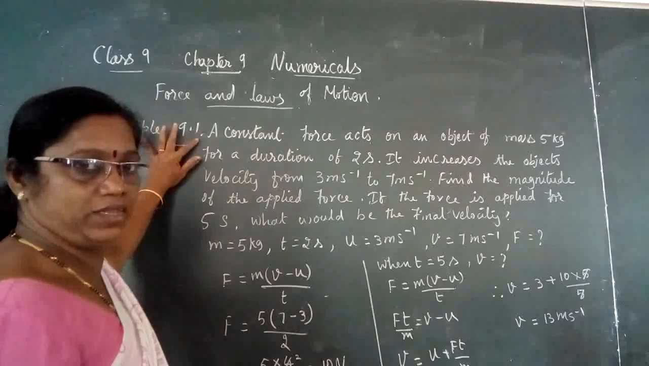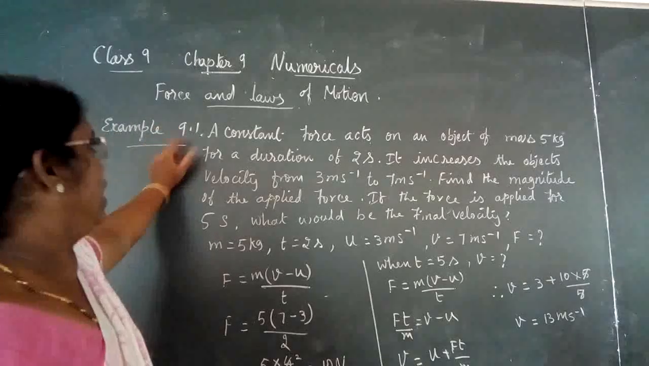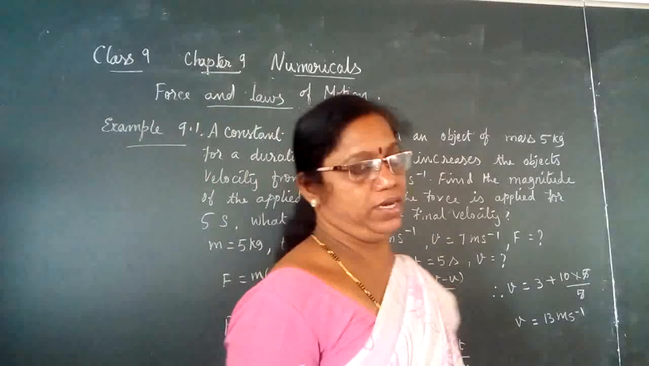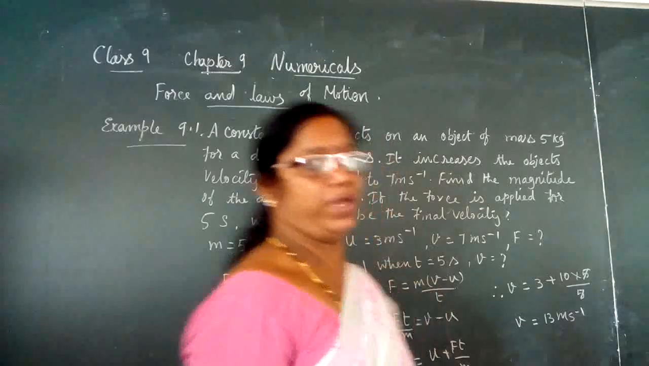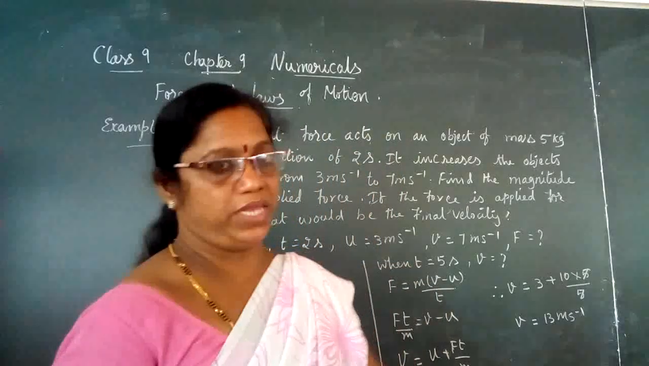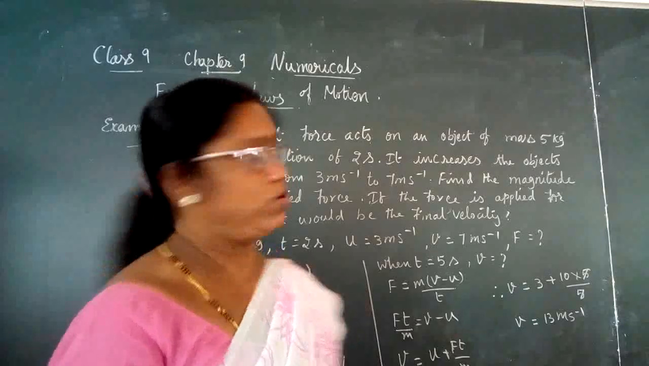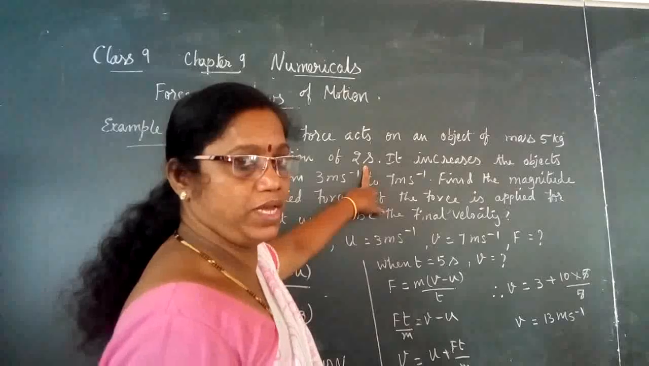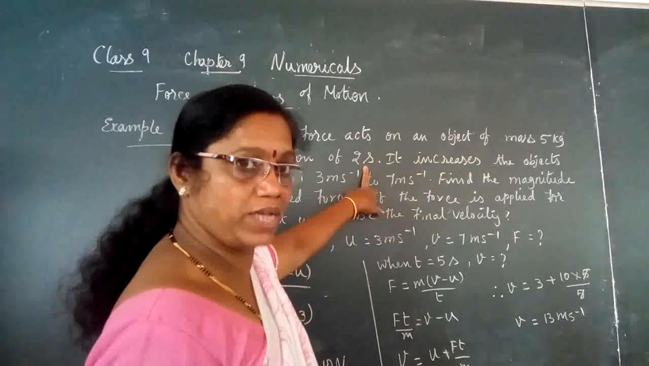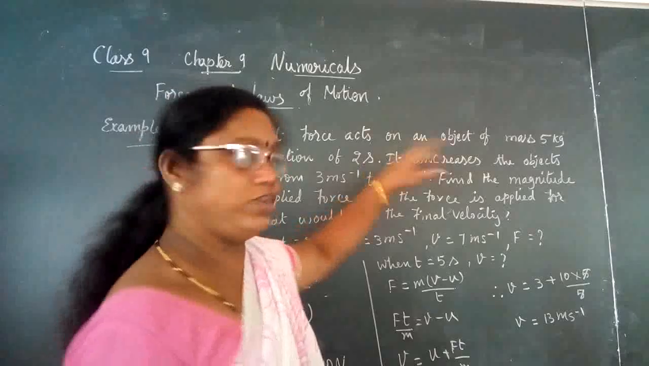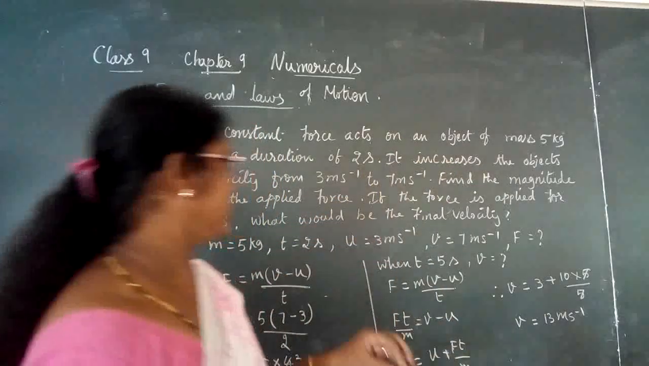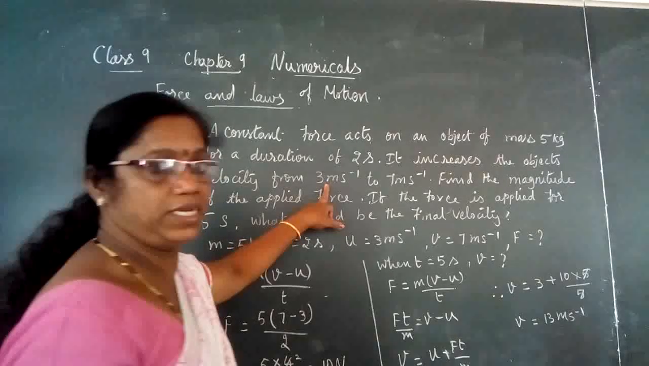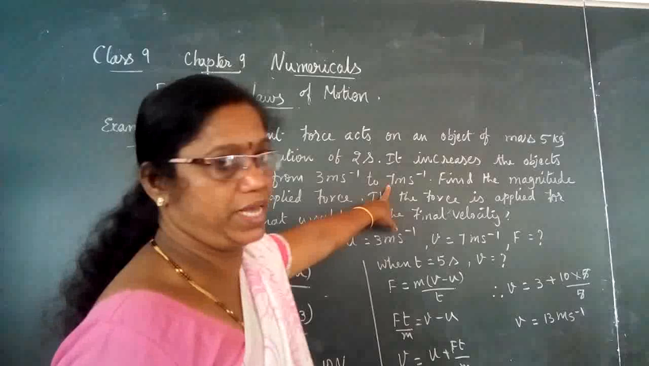In chapter 9, the first example is given. In this lesson, a constant force acts on an object of mass 5 kg. Mass of the object is 5 kg. A constant force acts on an object, and for how many seconds? For 2 seconds. A force acts on an object of mass 5 kg for 2 seconds, and the object was initially moving with the velocity 3 meter per second. Its velocity increases to 7 meter per second.